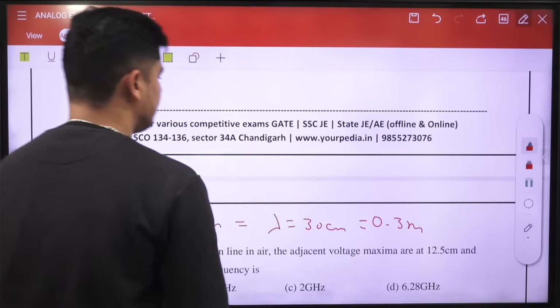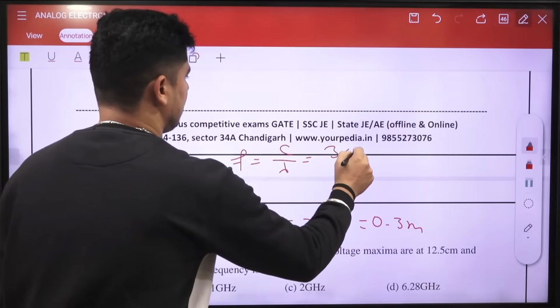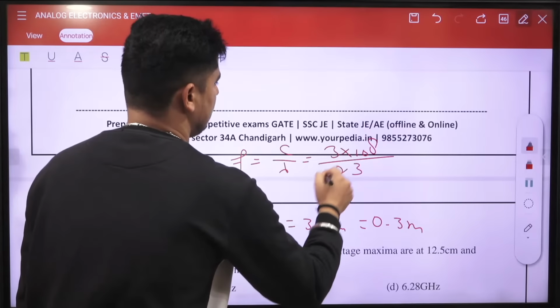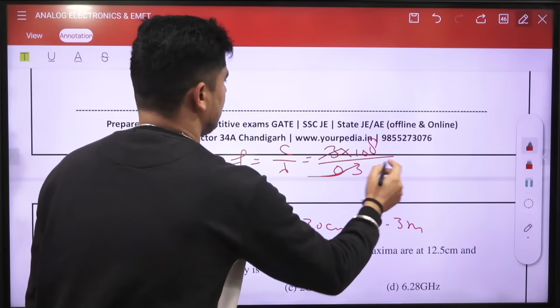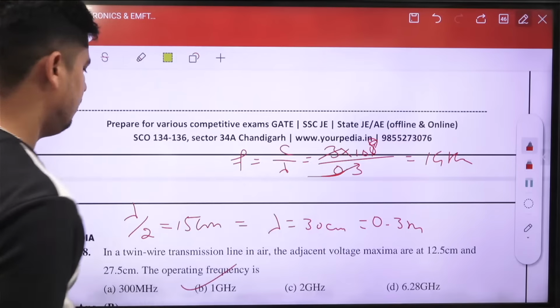If you calculate the frequency, it is c by lambda. C is 3 into 10 raised to power 8 divided by lambda, which we calculated as 0.3. So it cancels out, and it's going to be 1 gigahertz. So the answer will be B here.